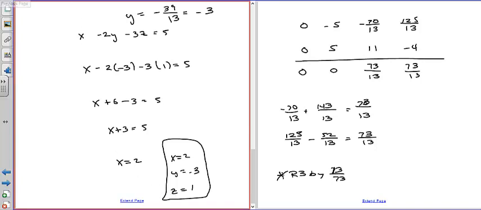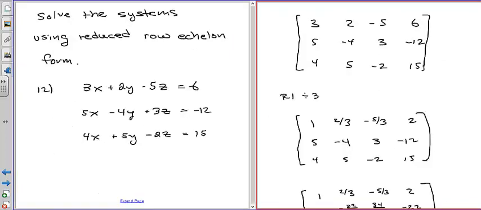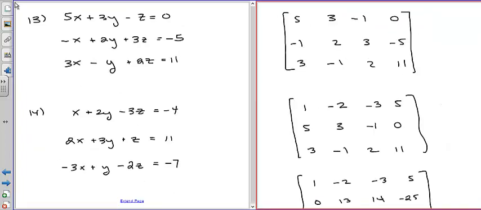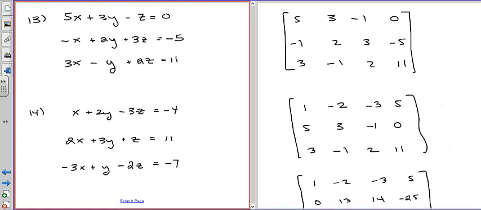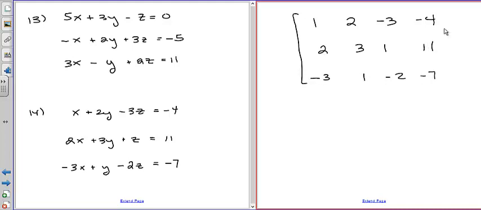So that wasn't too bad. So that was 13. Let's try 14. Okay. So this is the last one. So we create our matrix 1, 2, negative 3, negative 4, 2, 3, 1, 11, negative 3, 1, negative 2, negative 7.